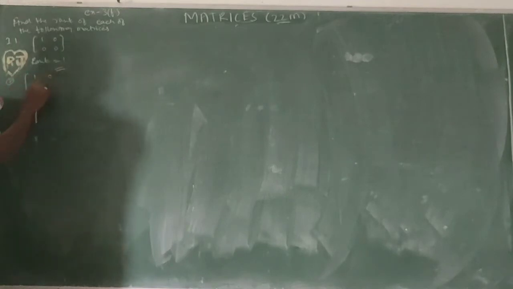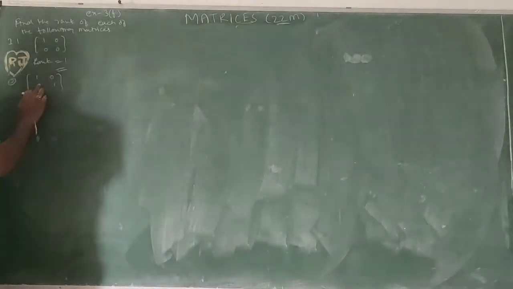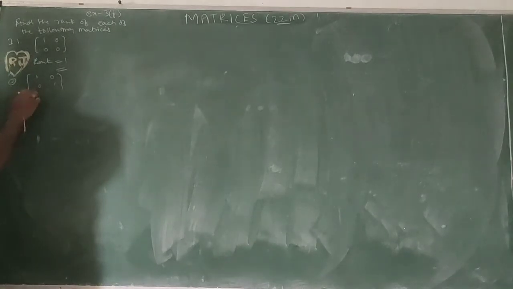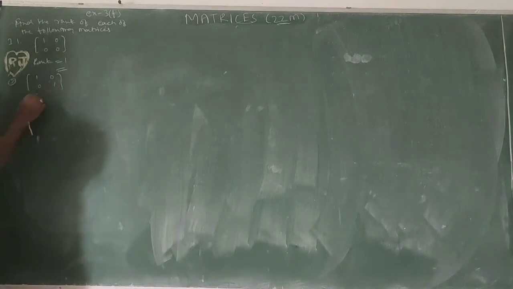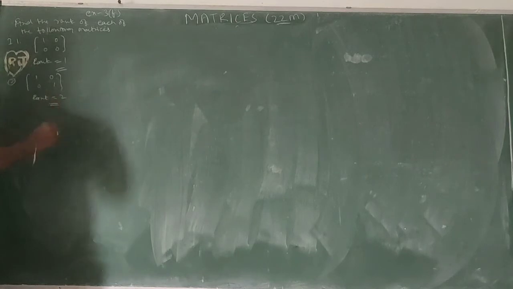Next, second: 1 0 0 1. So it is already in upper triangular matrix form. In the second row, this element should be 0, and already it is 0. This is a non-zero row, and this is also a non-zero row. Rank equal to the number of non-zero rows: 1, 2. Rank equal to 2.